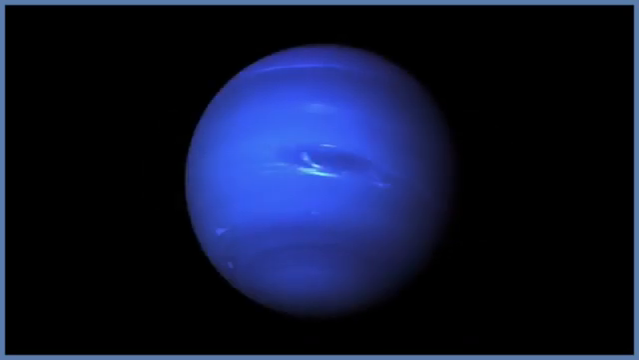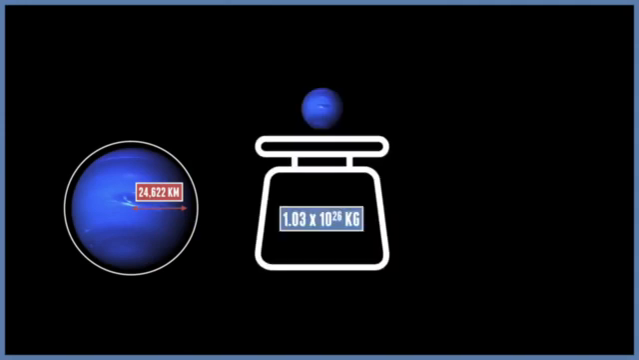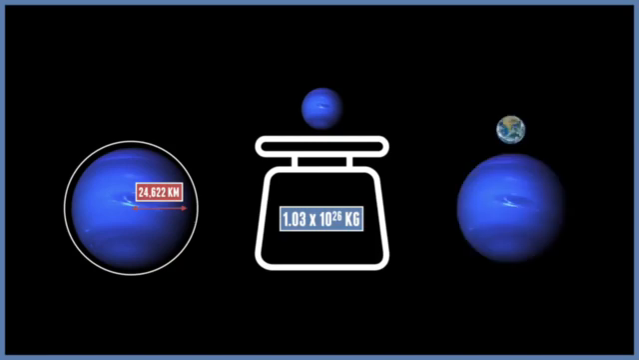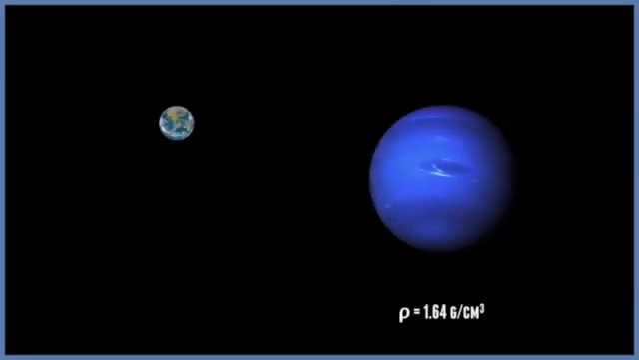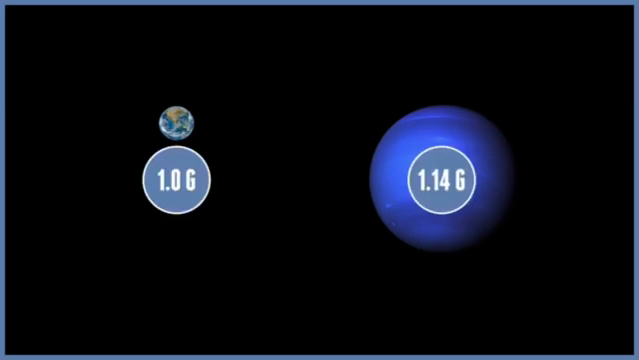And finally we come to the furthest planet from the Sun, Neptune. Sorry about that, Pluto. Neptune is just under 25,000 kilometers, making it the fourth largest planet. It has a mass of 1.03 times 10 to the 26 kilograms. And again, it's a very similar size to Uranus. Neptune is a very similar planet to Uranus, not only in mass and size, but also in density. But it does have a higher gravity, at 11.15 meters per second squared. This means that it actually goes higher than Earth, at 1.14 g.